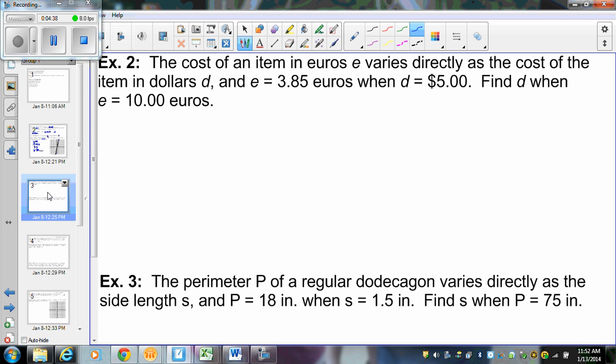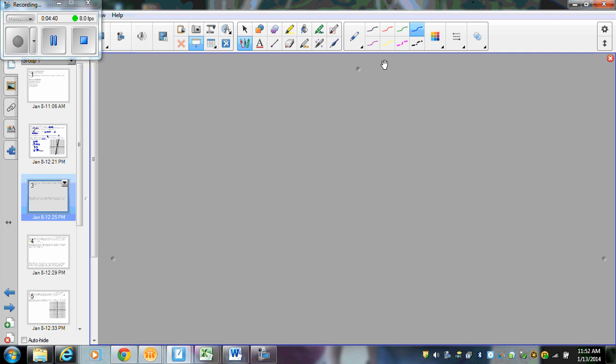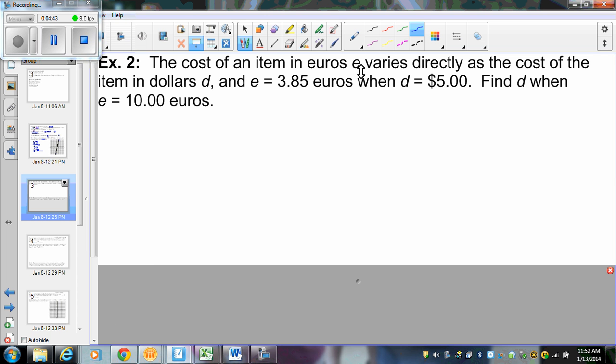One of the more common things you're going to see done in all of these variation problems is word problems. Lots and lots of word problems today. So let's try this one right here. It says the cost of an item in euros E varies directly as the cost of the item in dollars D. And in case you don't know, euros is the European method of currency in a lot of European countries. They share the same type of currency. And in this particular situation, E is equal to 3.85 euros when D is equal to $5. So find D when E equals 10 euros.